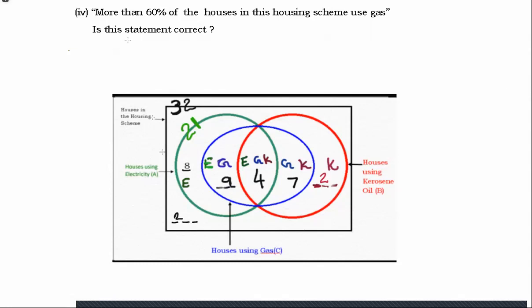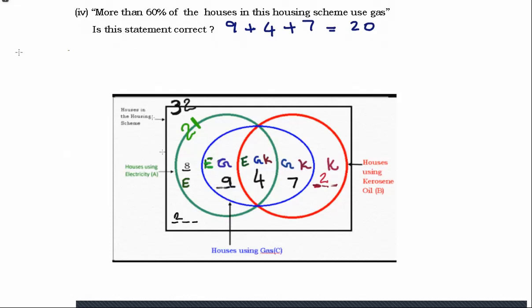Right, let's look at Roman 4. What has been told to us? More than 60% of the houses in this housing scheme use gas. Is this statement correct? All right, so altogether, how many families are using gas? Gas, the blue circle. How many families are using gas? That's 9 plus 4 plus 7. Those are the families that use gas. 9 plus 4 plus 7, that is 20.